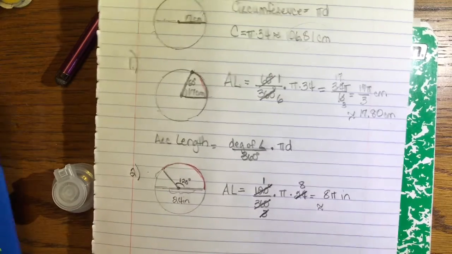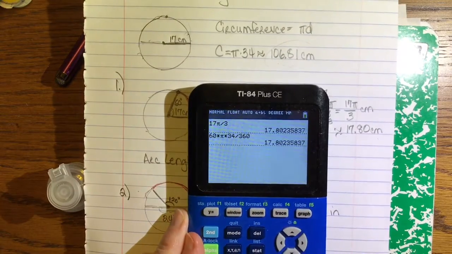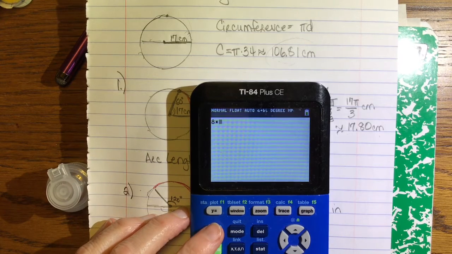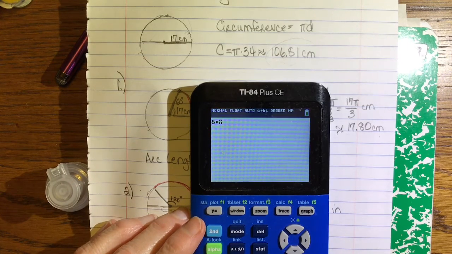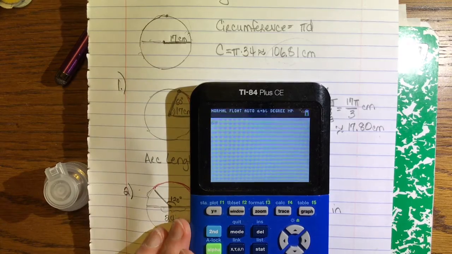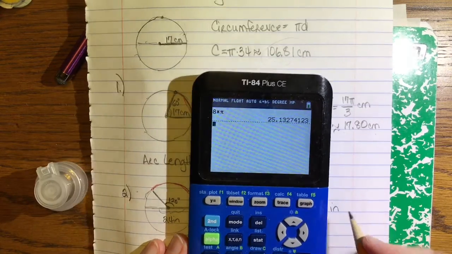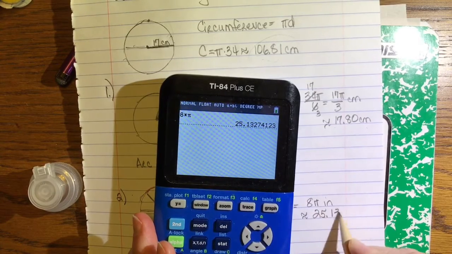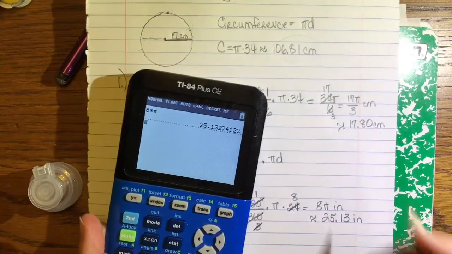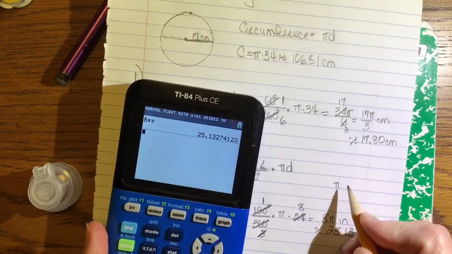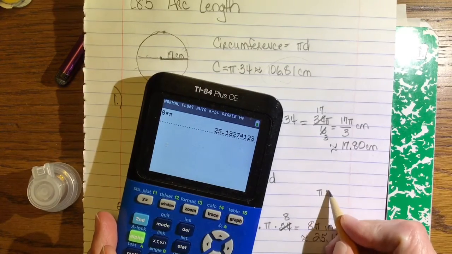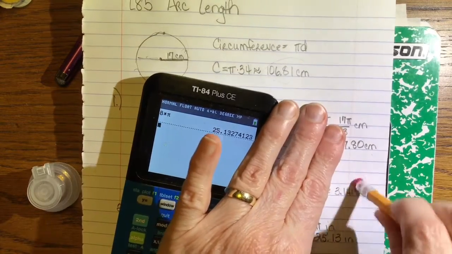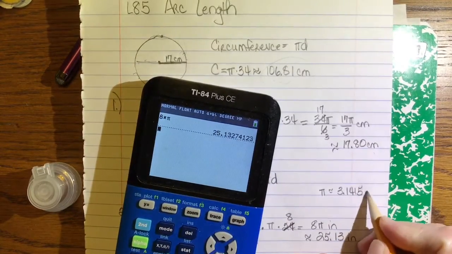And I want the decimal. So I've got 8 times pi, you don't have to put the times in there. I'm just doing that because I know in some calculators, depending on what you're using, and we get about 25.13 inches. Now remember, if you don't have a calculator that has a pi key, the best way to approximate pi is 3.14159. It will match up with the multiple choice much better.